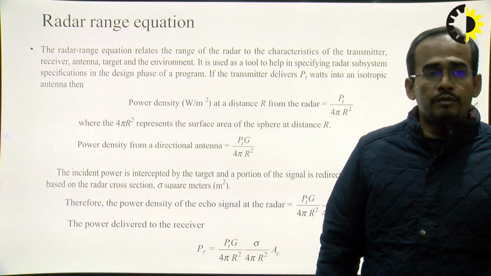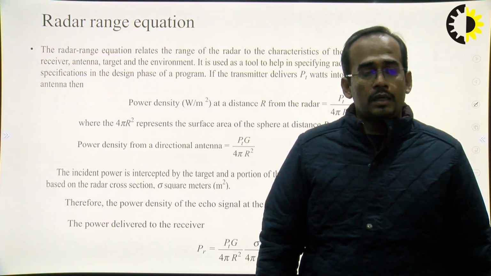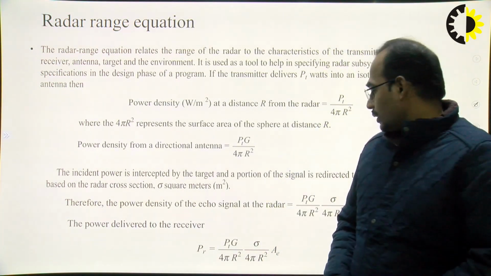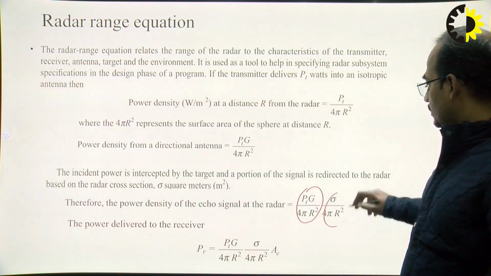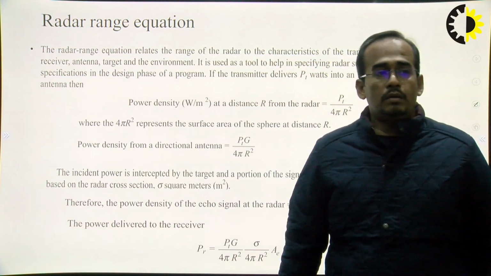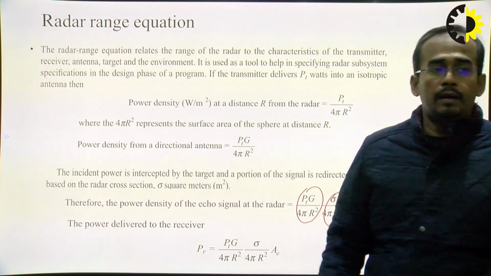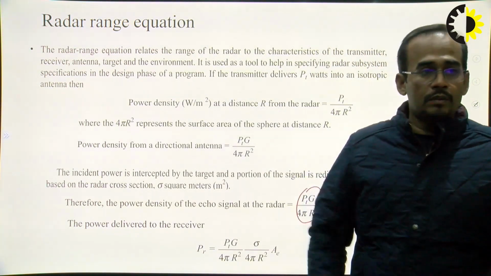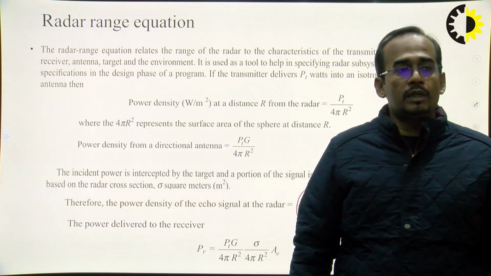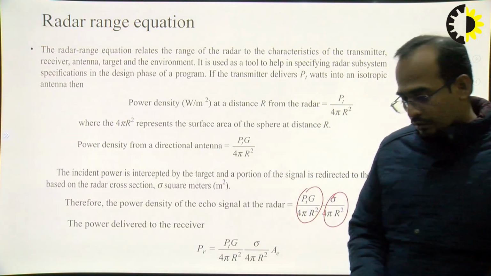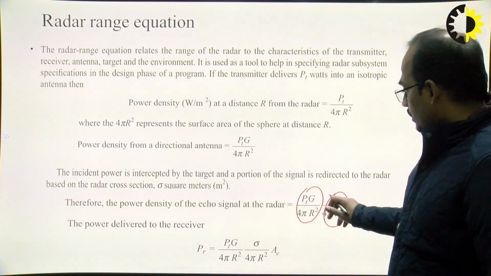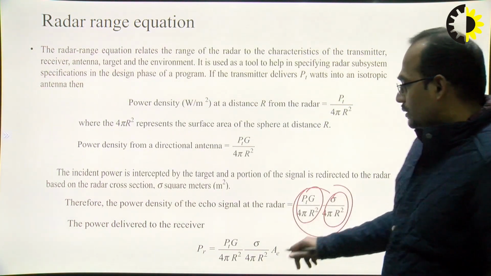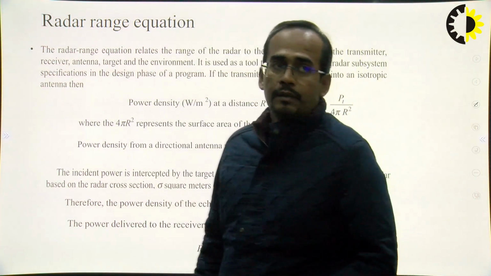So the power density of the echo signal at the radar is PT G by 4 pi r square, multiplied by sigma upon 4 pi r square. The power delivered to the receiver or load is the total power density of this signal multiplied by the aperture area, that is AE.